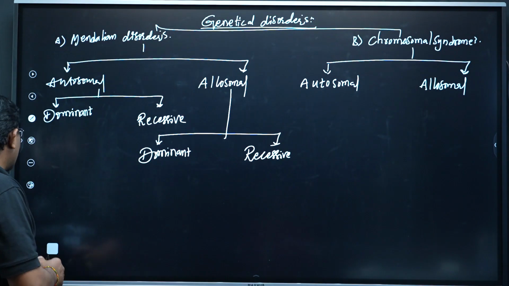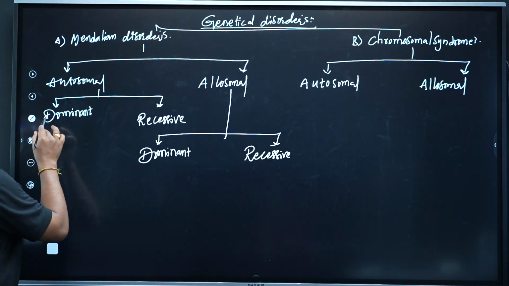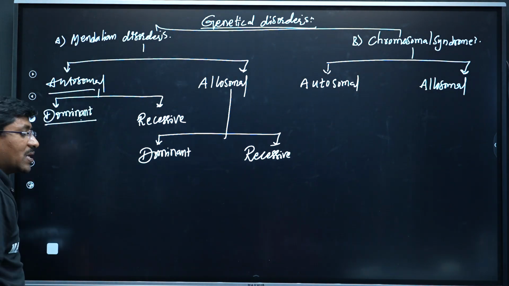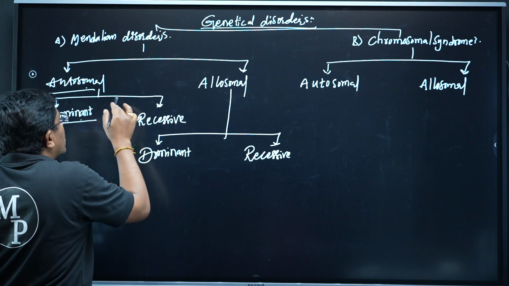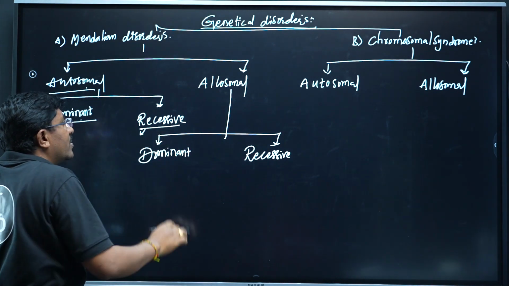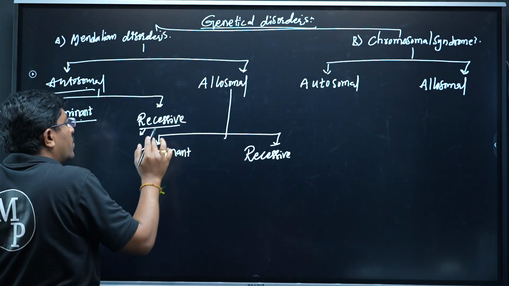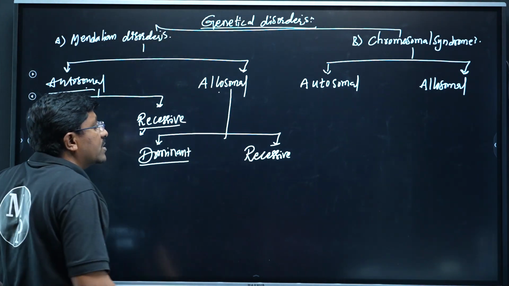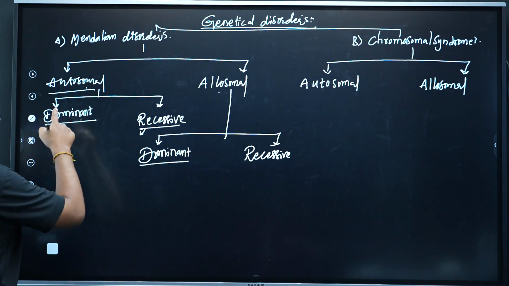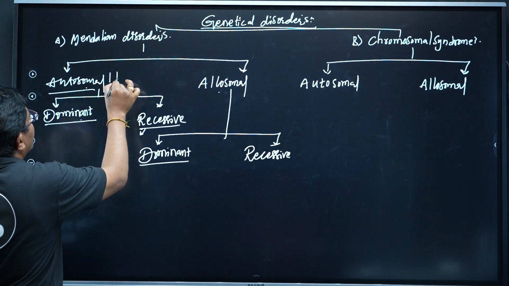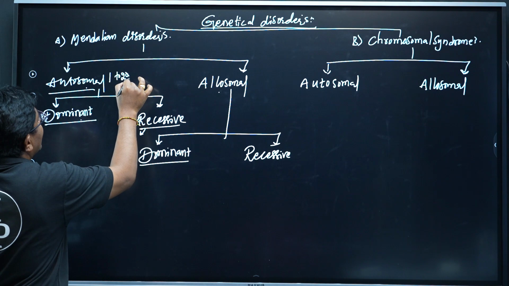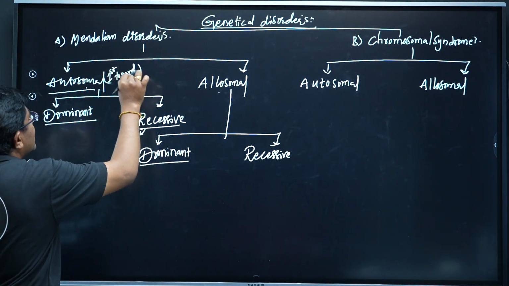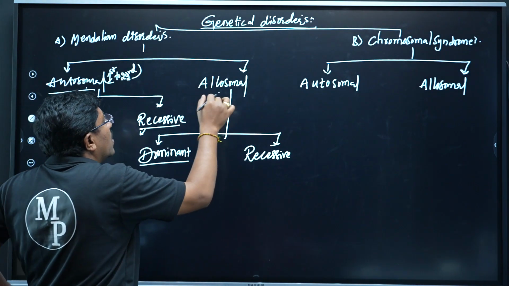Okay, some examples are there again. Some autosomal dominant disorders, some examples are there. Autosomal recessive disorders, some examples are there. Allosomal dominant disorders, some are there. Allosomal recessive disorders are there. Right now, autosomes are the first to 22nd pair of chromosomes. Okay, first to 22nd pair of chromosomes. Allosomes are the 23rd pair of chromosomes.